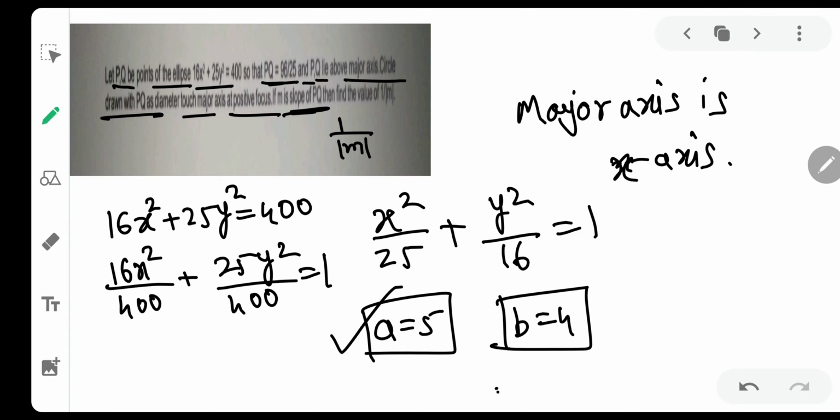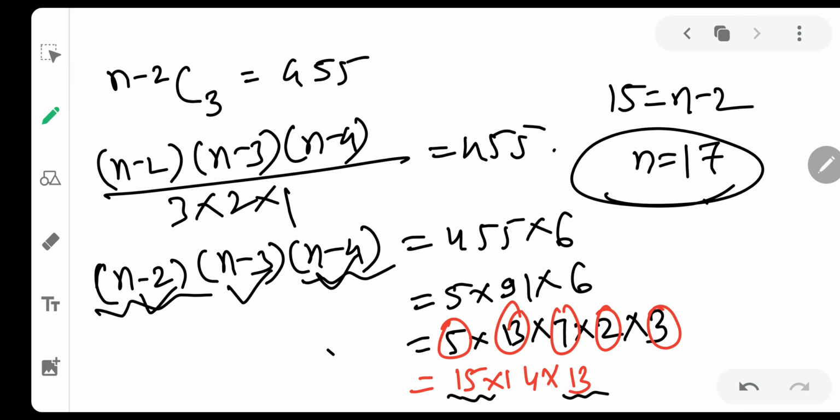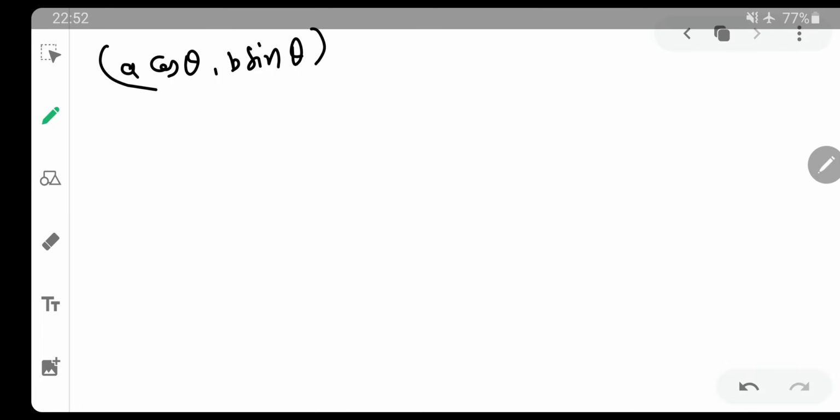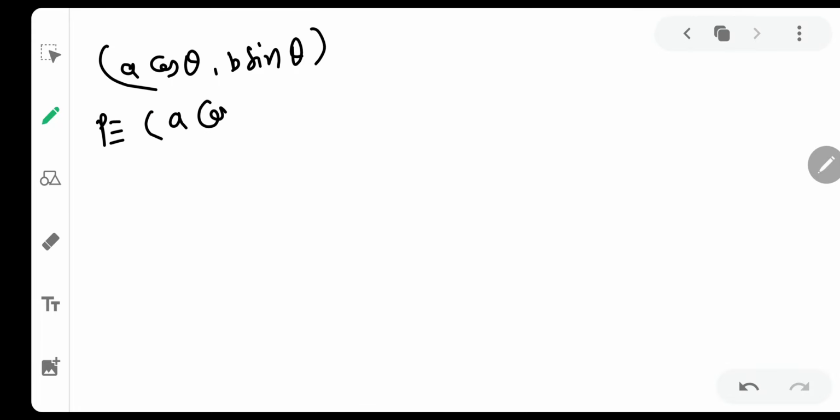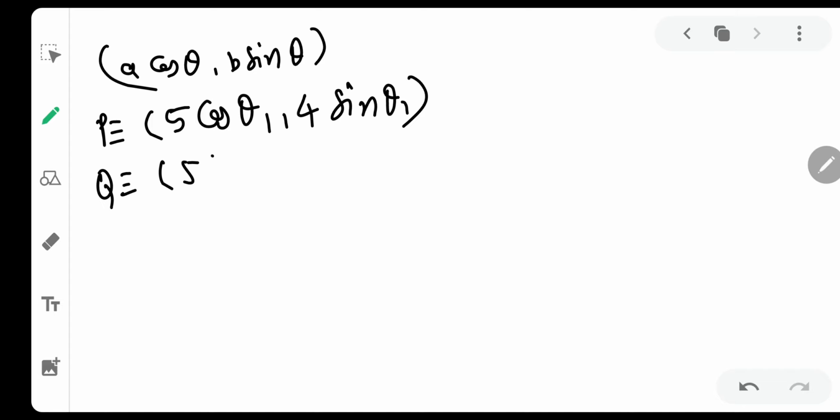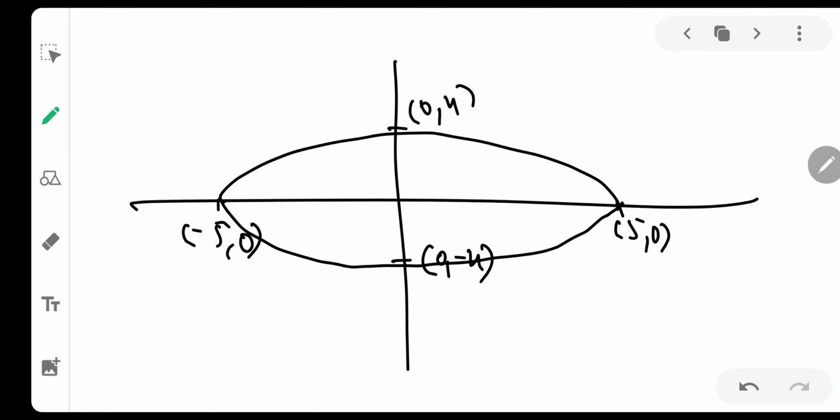Now we need to take 2 points P and Q on the ellipse. We will take the parametric points. As every one of us knows, parametric points can be taken as a cos theta and b sin theta. So let me say P corresponds to a cos theta 1, b sin theta 1. We replace the values of a and b: a was 5 and b is 4. And Q corresponds to a cos theta 2 and b sin theta 2. So basically I am dealing with this question in parametric form. So I got the coordinates of P and Q. Very well. Now let us move ahead.